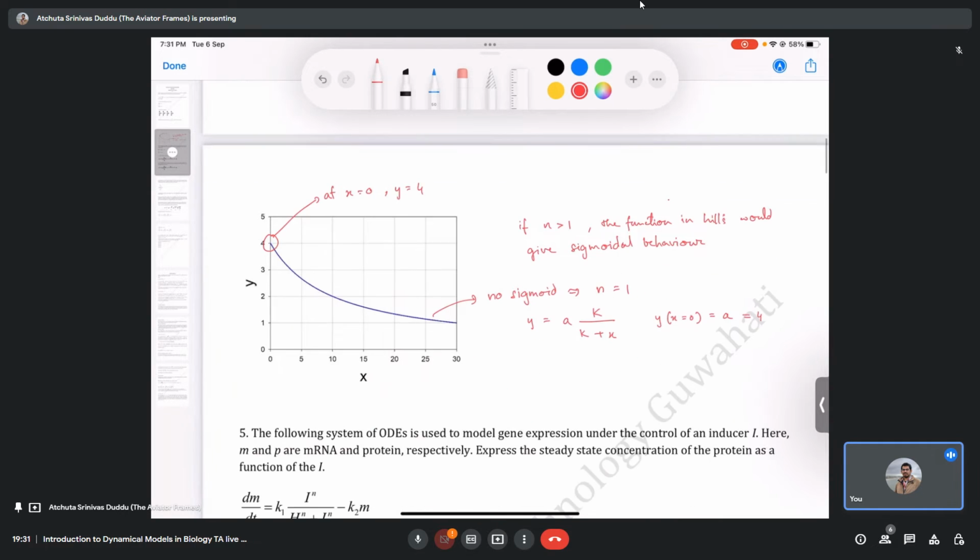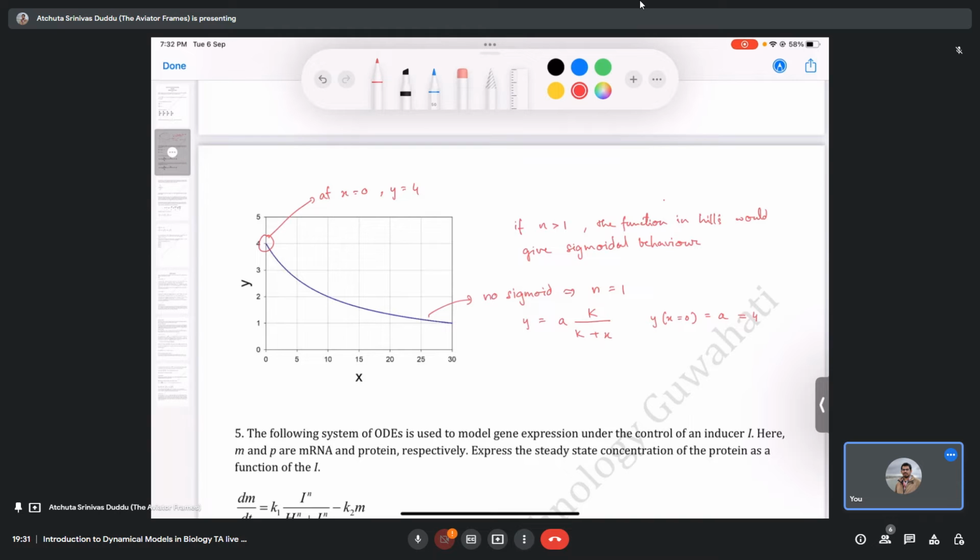So in that sense, what would it be? So k is the x at half maximal value of y. This is the nature of the form of equations, be it for n equal to 1. Just that for n equal to 1, it doesn't show sigmoidal behavior.